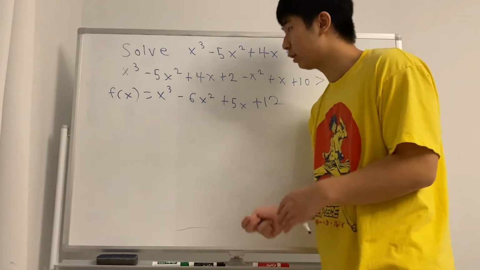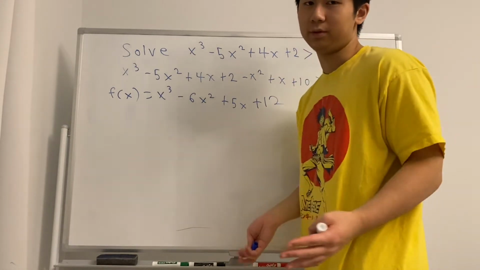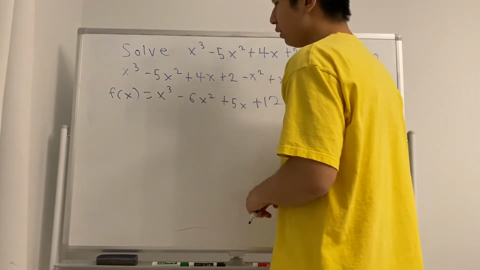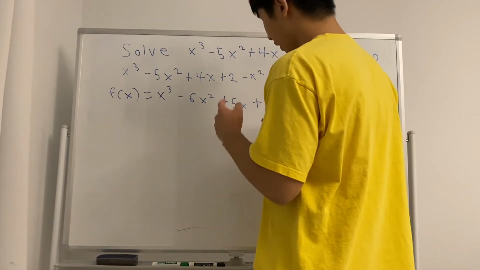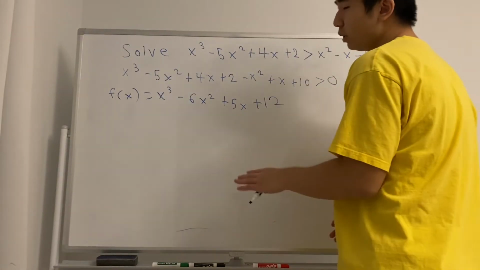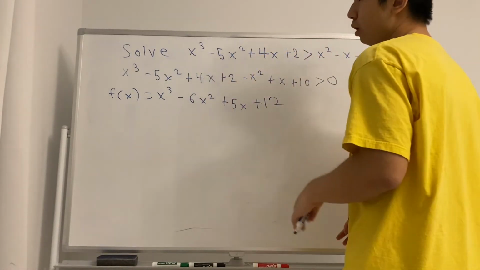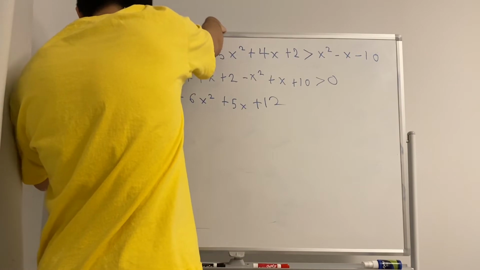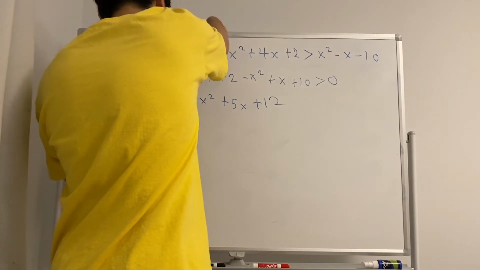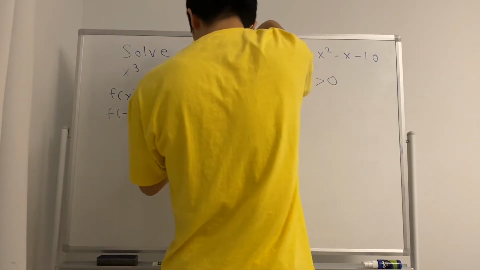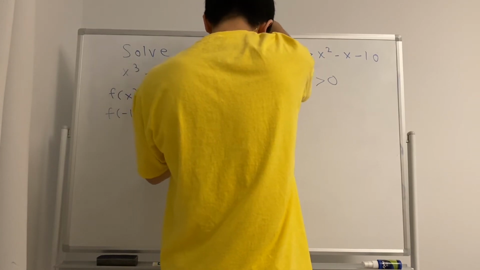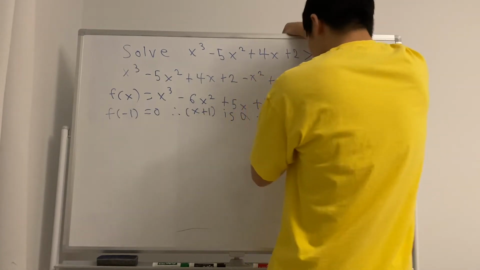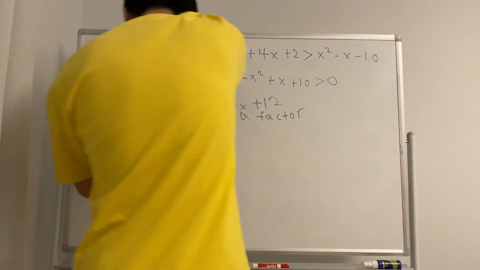Okay, so now we're going to factor this using the factor theorem. I believe -1 works for this. Let me just double check in my head here. Yeah, sorry, -1 works. So if we plug a -1 in for x, we get 0. So therefore, x plus 1 is a factor. So now I'm going to use synthetic division to find the other factors.